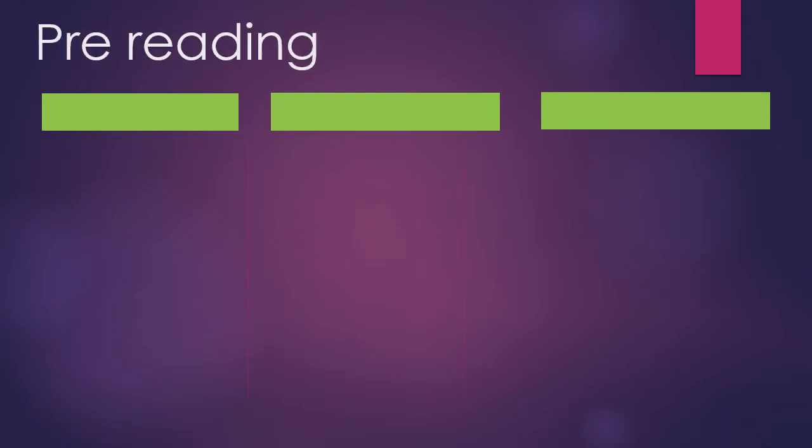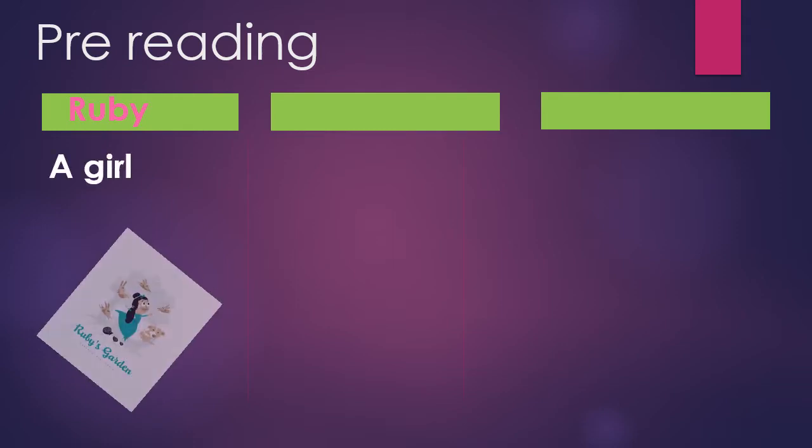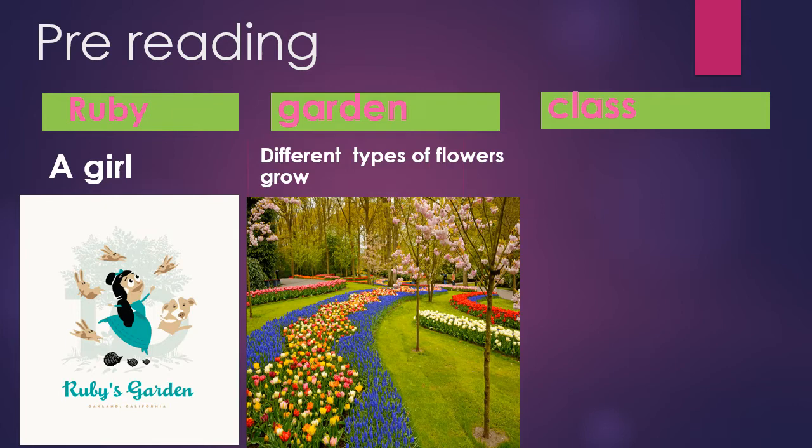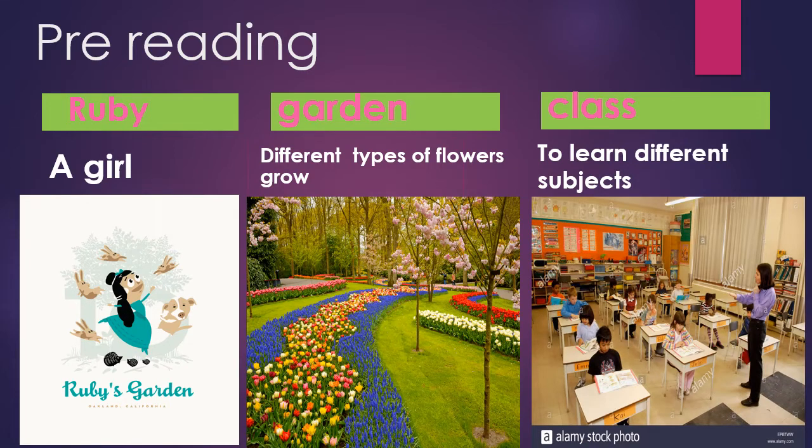Dear students, in pre-reading, I'll explain the title of the story to you, Ruby's Garden. Ruby is a name of a girl. Garden is a place where different types of flowers grow. Same is the case in class, where we learn different subjects. So, Ruby's garden means Ruby's classroom. In the story, the teacher gave flowers' names to the students in the classroom. As in the garden, flowers grow, similarly, in the classroom, the students grow and their knowledge will also grow with the passage of time.